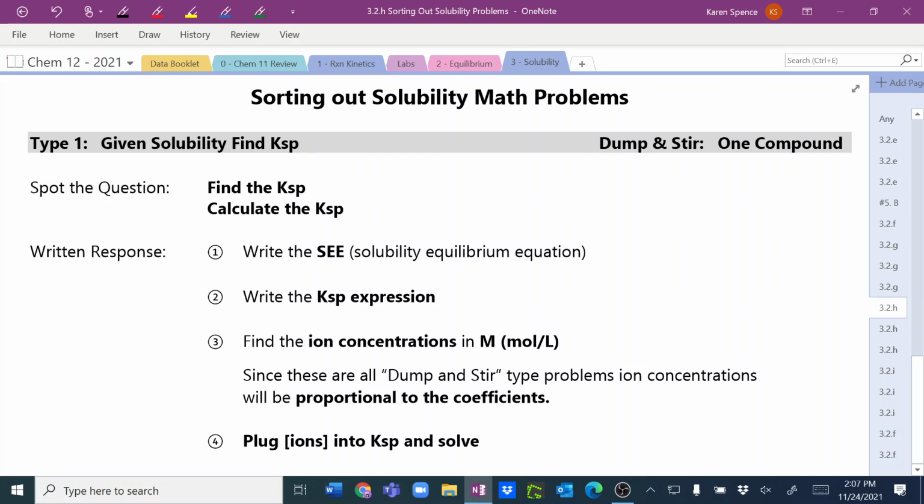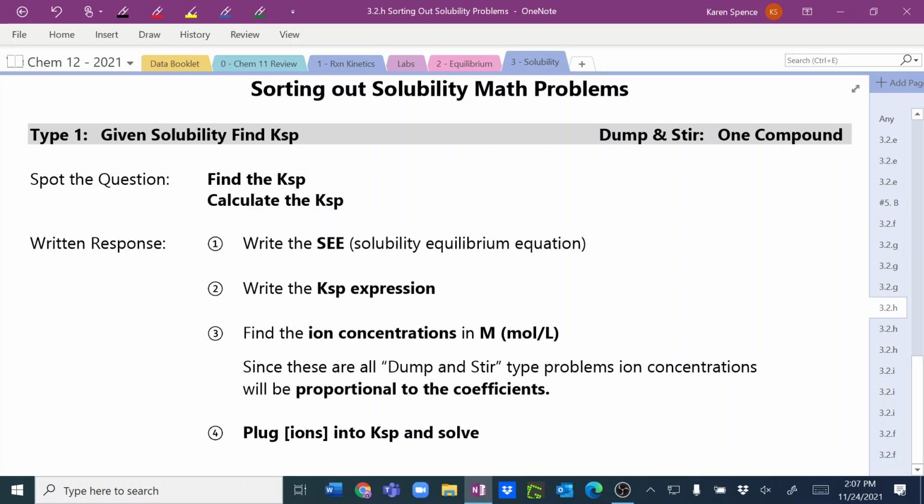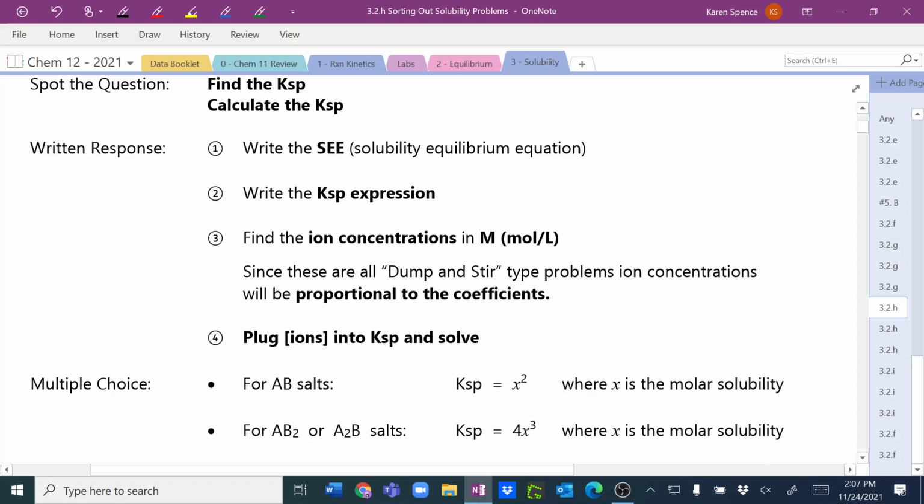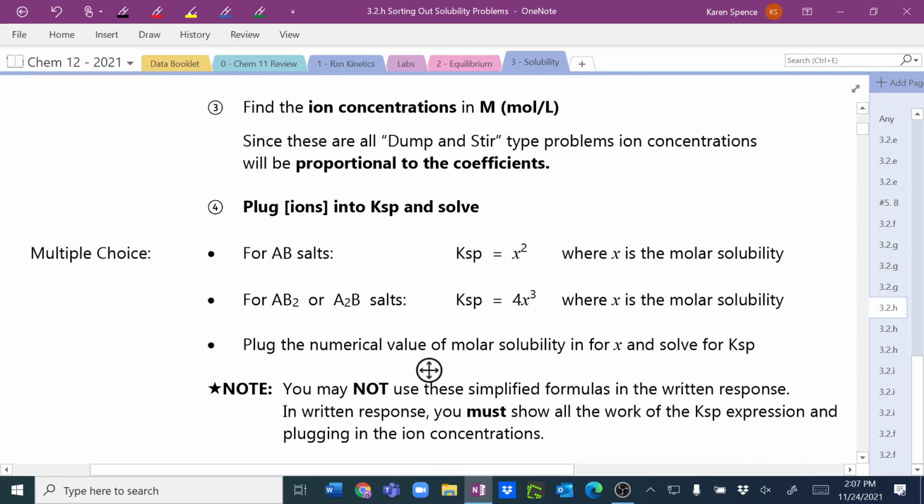I have written down all the steps that you need to do for the written response, but we have already gone through those. I don't think it makes sense to repeat them at this point, but they are here for your reference. There is a little bit of an extra thing that you can do for the multiple choice. Not for the written response. If you do this in the written response, you will not get all the marks you can get.